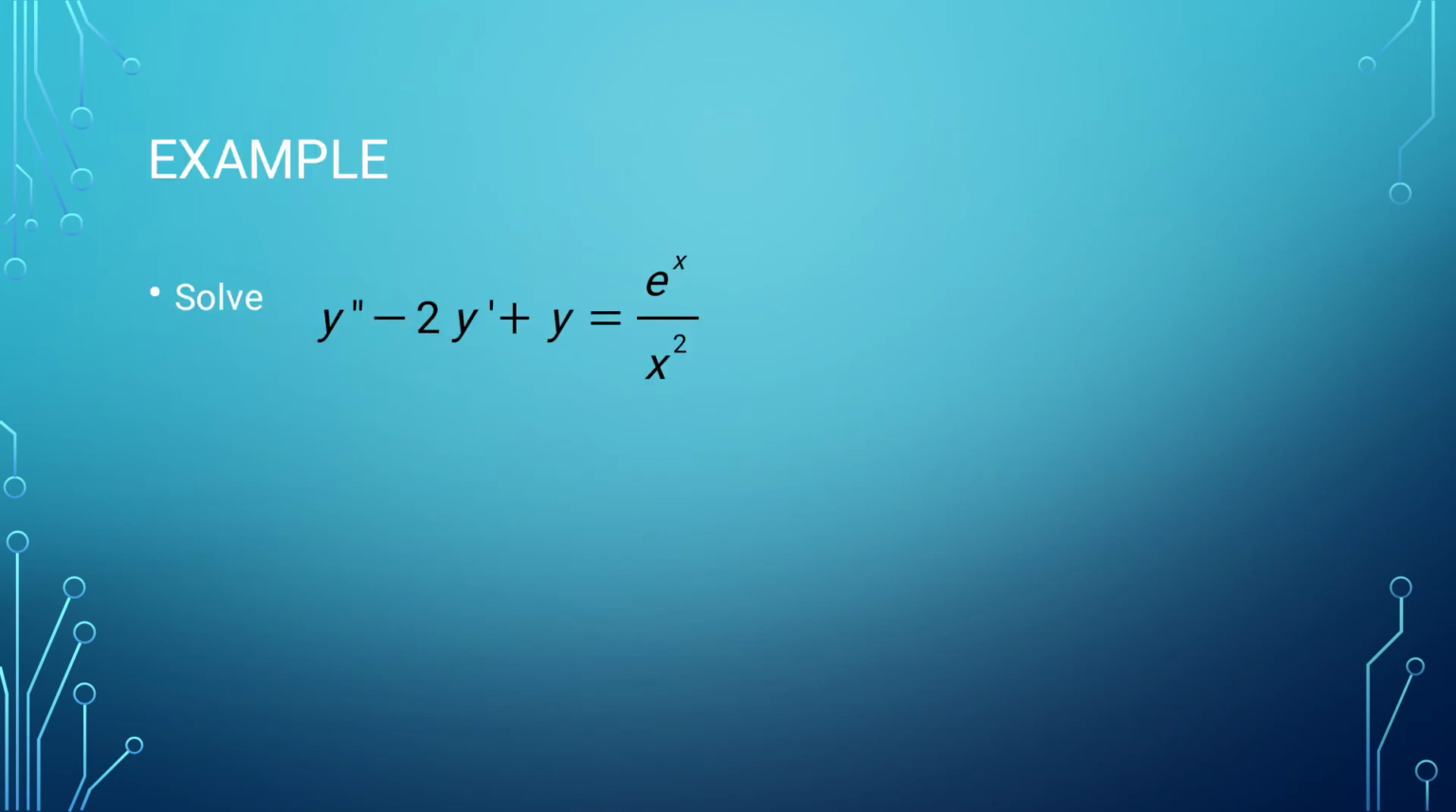So let's look at an example. We have this example here, which is definitely a non-homogeneous DE. We want to solve this equation by the variation of parameters method. So let's solve.